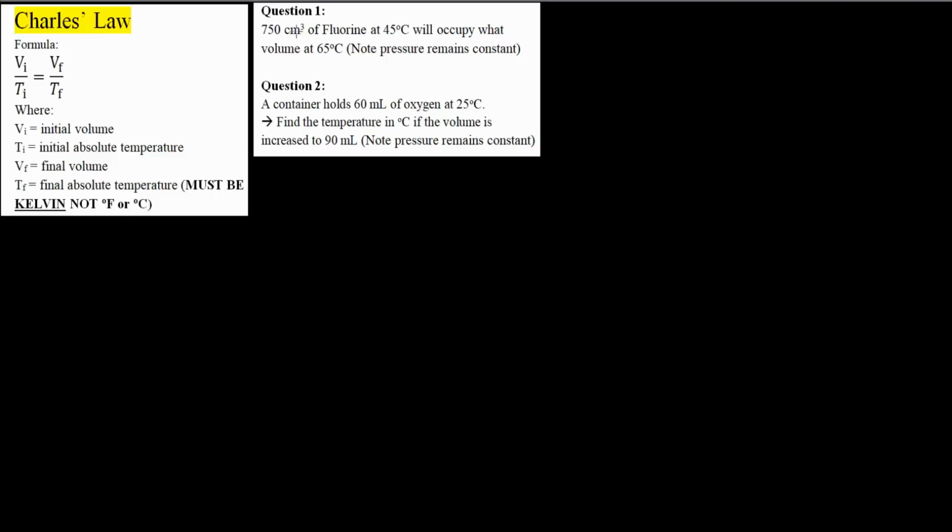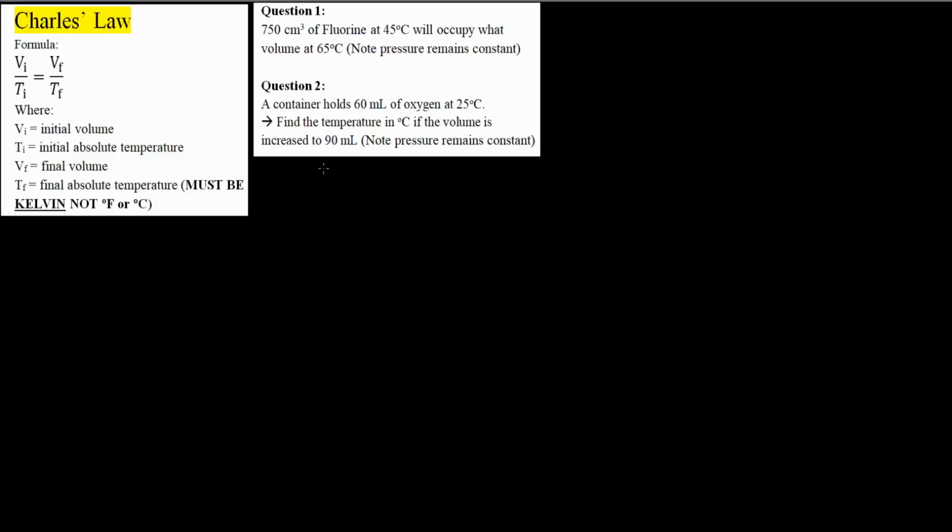First problem is this: 750 centimeter cubed of fluorine at 45 degrees Celsius will occupy what volume at 65 degrees Celsius? And so from this equation, there is a relationship between volume and temperature. And so let's just solve this problem. So in our situation, the initial volume is 750 and the initial temperature is 45. Now 45 you need to convert to Kelvin, and we know the final temperature 65 Celsius convert to Kelvin, so we're just missing our final volume. And so let's rearrange what we have.